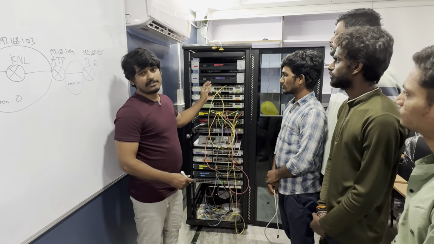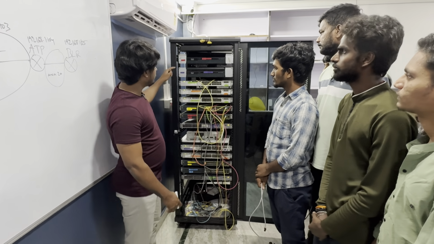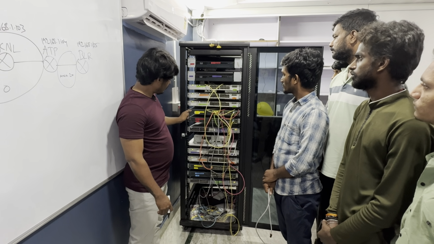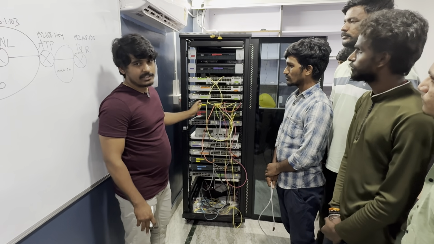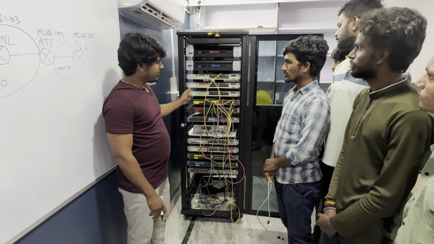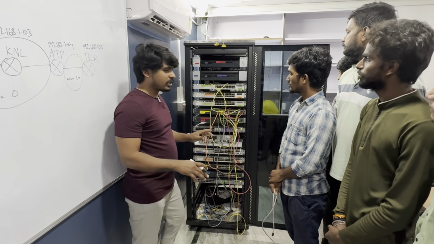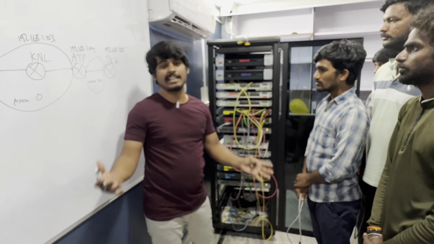So this is the physical lab which is located at Kukatpalli branch. Okay, so these are the 7 devices, 1, 2, 3, 4, 5, 6 and 7. There are 2 labs in this section. Okay, in this rack we have a bunch of devices. We divided this bunch of devices into 2 labs. Okay, so currently we are going to implement OSPF routing protocol with multi areas.